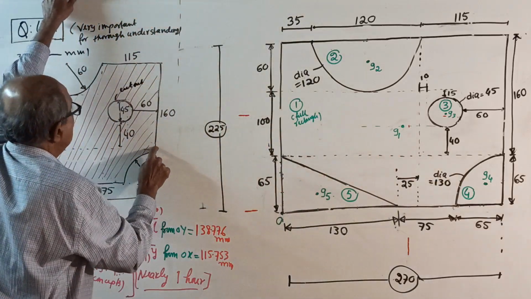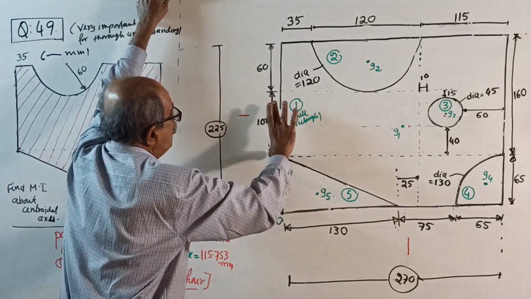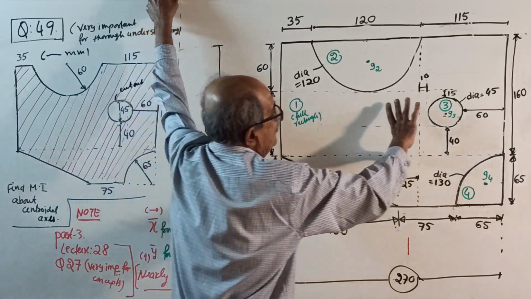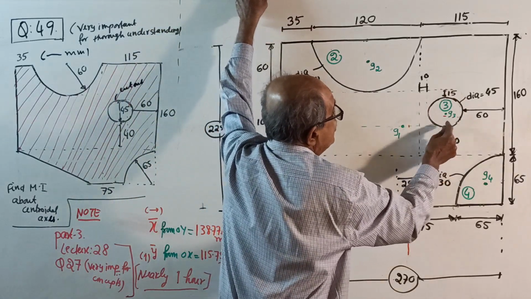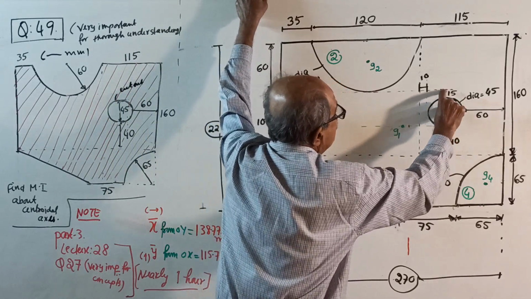This is 160. Up to where? No. We decided this is 100. Once this is 100, see here. From 100, subtract 40, subtract 45. So from this level to the top edge here, this is 15.